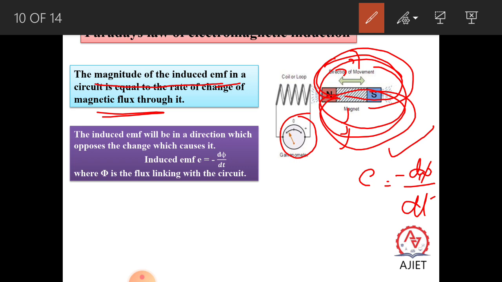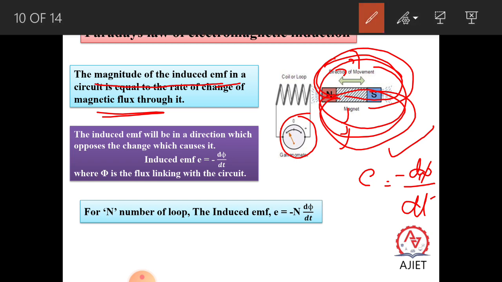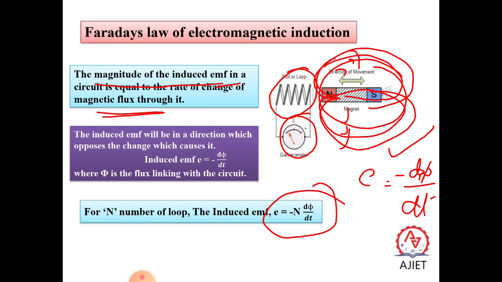Further, if there are n number of loops, for example you have seen the coil here, for one loop it is minus d phi by dt. If there are n number of loops, the induced EMF can be written as E equals minus n into d phi by dt.